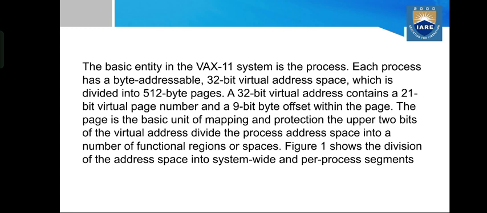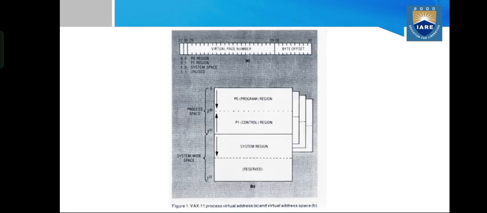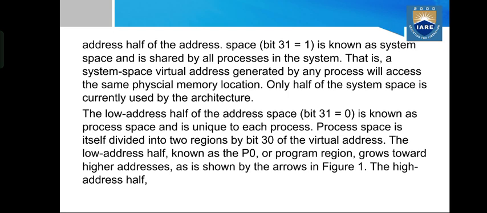Figure 1 shows the division of the address space into the system-wide and per-process segments. And you can see the diagram on the screen. This is the VAX processor virtual address space. The high address half of the address space, where bit 31 equals 1, is known as system space and is shared by all processes in the system. Thus a system space virtual address generated by any process will access the same physical memory locations. Only half of the system space is currently used by the architecture.